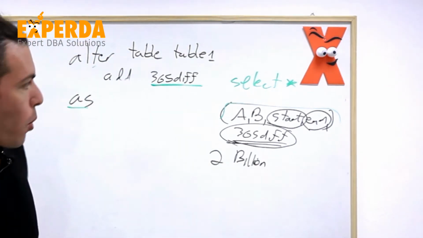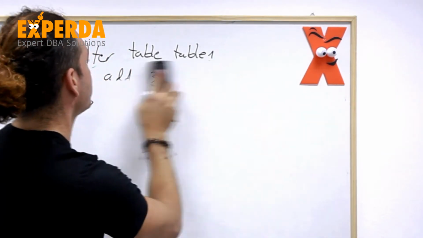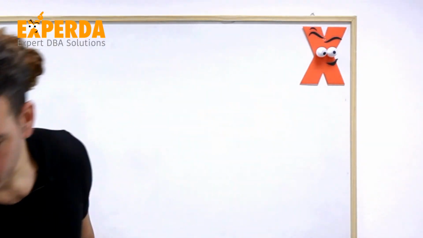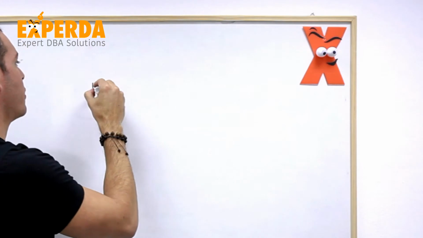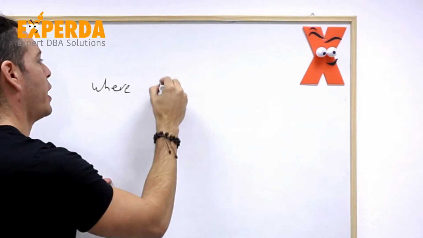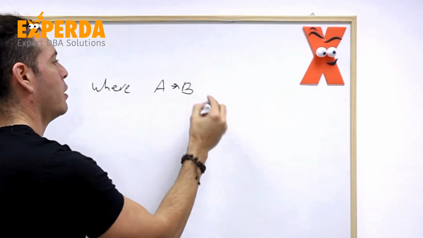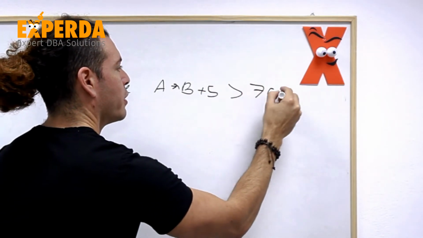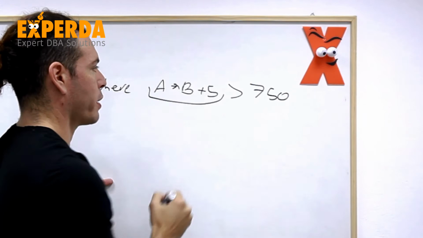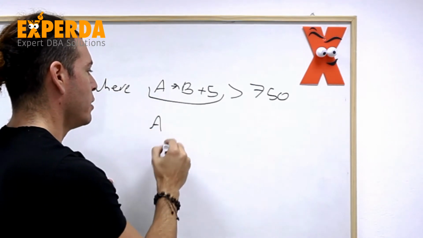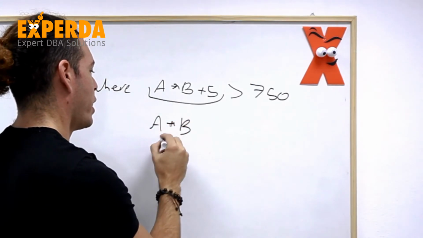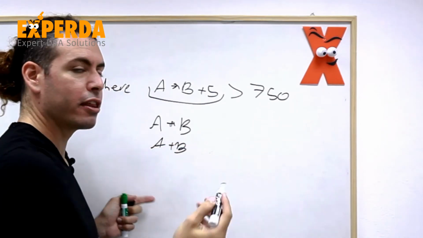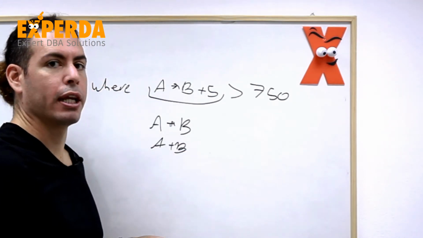So if our select statement used to be where column A times column B plus 5 is bigger than 750, we can put this whole thing, or we can do just A times B, or A plus B, or anything we want, A to the power of B, anything we want.